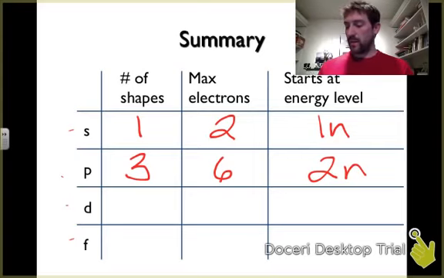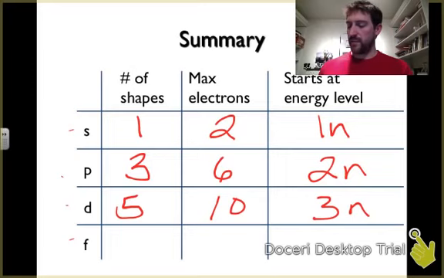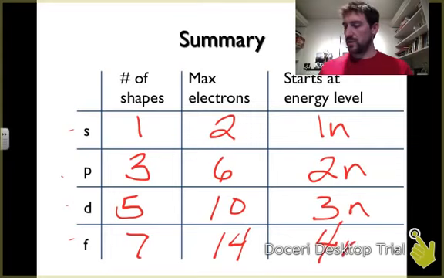And then third, we've got 5 shapes for the D orbital. Each one of those can hold 2 electrons, which gives us a total of 10 electrons in there. And then the F has 7. Each one of those again can hold 2, and that starts at the 4th energy level. You may need to go back and check that out if that part doesn't make sense.